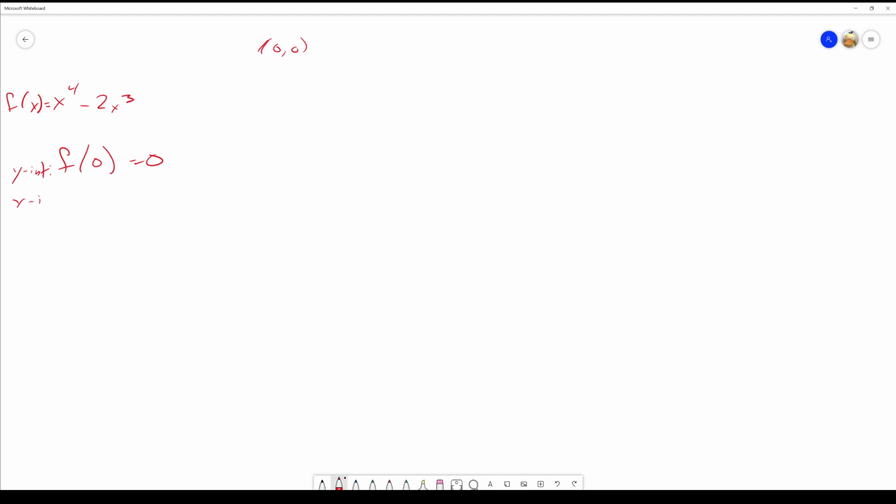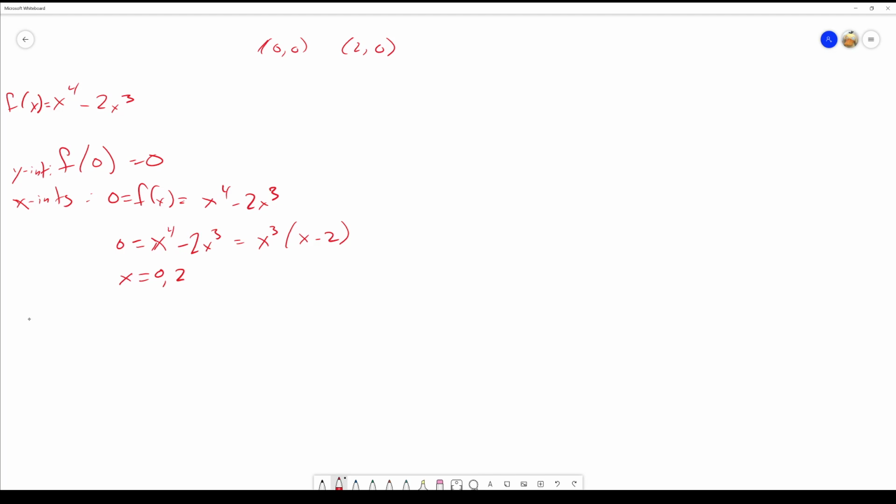Now let's find the x-intercepts by setting f of x equal to 0. So I get 0 equals x to the fourth minus 2x cubed. I can factor x cubed out of that, and it gives me x cubed times (x minus 2). So the solutions to this equation are 0 and 2. So what that means is my function also goes through the point (2, 0).